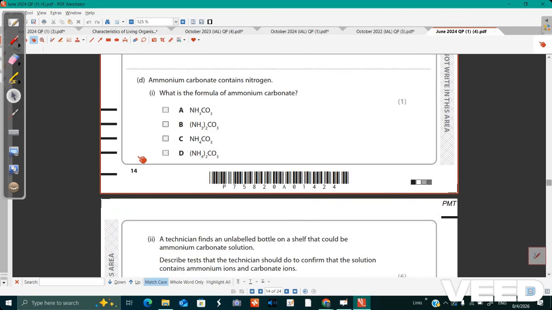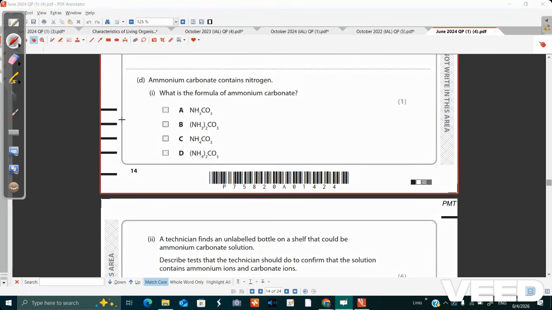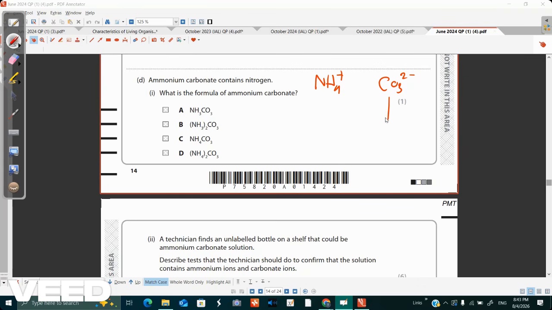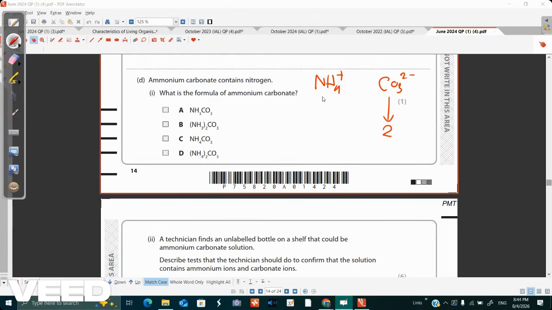Ammonium carbonate contains nitrogen. What is the formula of ammonium carbonate? Ammonium carbonate is made of NH4 plus. Carbonate is CO3 2 minus. You know, if it is an ion, the valency, meaning the number of electrons that are being shared, removed, or taken, is equal to the charge. If it is an ion, so this is a molecular ion. Here the valence is plus 1. So you swap it.